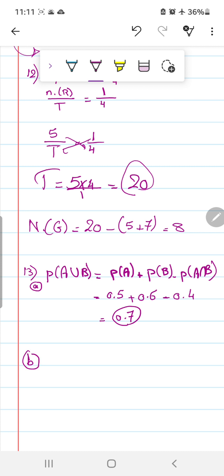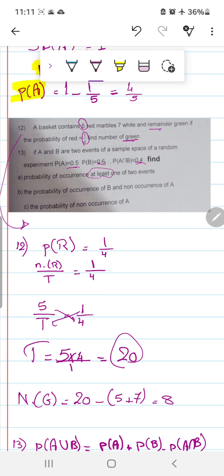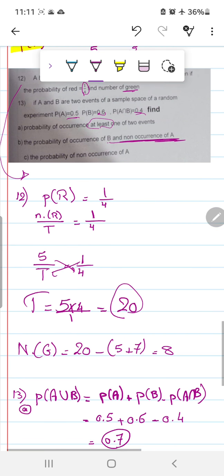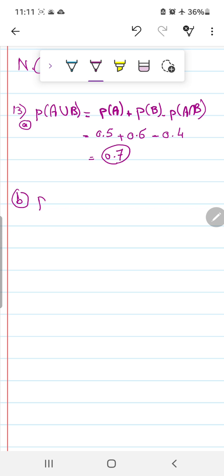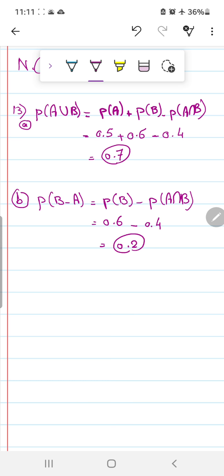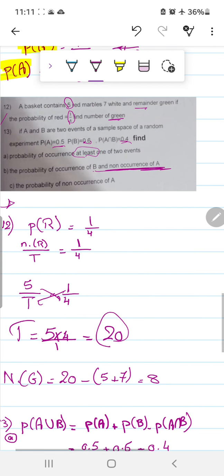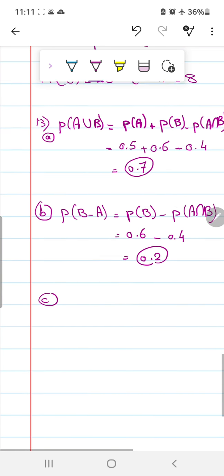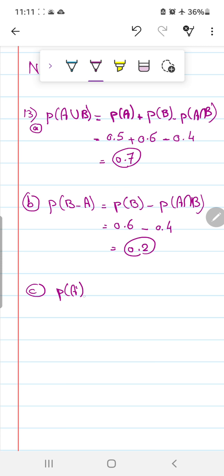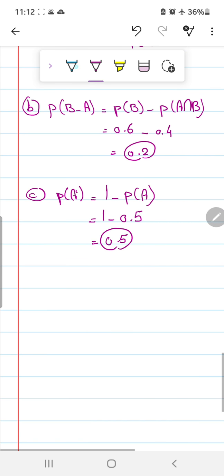Part B. Here occurrence of B and non-occurrence of A, so it will be B minus A. Probability of B minus A, as we said, probability of the first minus the intersection. Probability of B 0.6 minus 0.4, it will be 0.2. The last one: non-occurrence of A means A complement. The probability of A complement equals what? 1 minus probability of A. So 1 minus 0.5, also it will be 0.5. Okay, thank you.